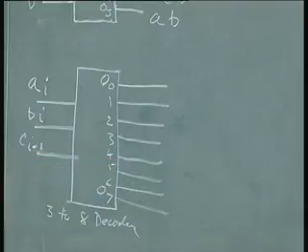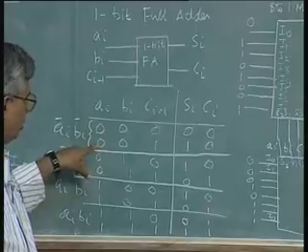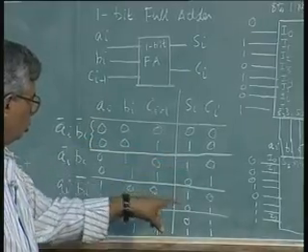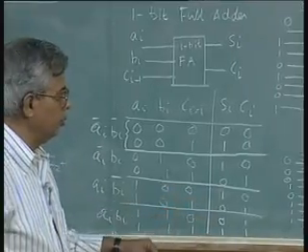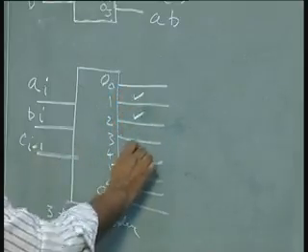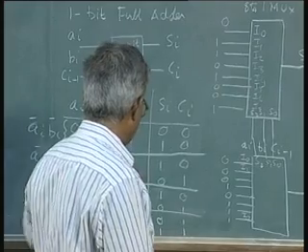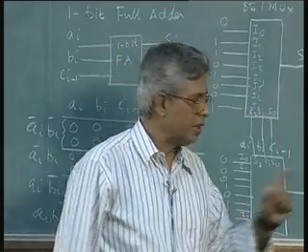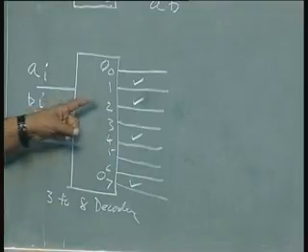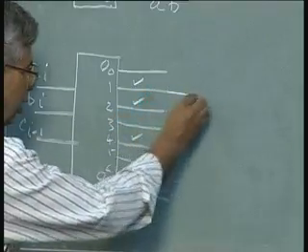Now, for the sum Si, we need the outputs 1, 2, 4 and 7. It was 1, 2, 4 and 7. So, the output will be high whenever these combinations occur, these outputs will be high, and the sum is nothing but an OR of these. The sum is this or this or this or this. So, all I need to do is put an OR gate at the output.